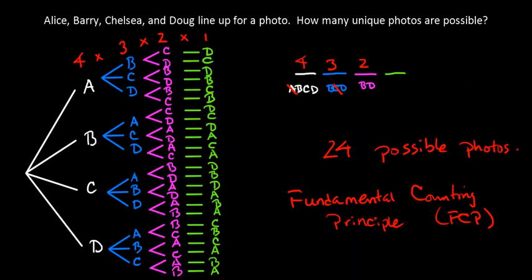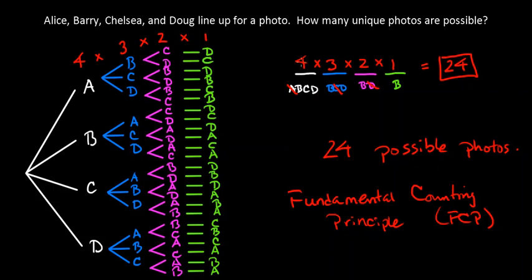And then maybe we pick Doug to stand in that third position, and that leaves us with only Barry left to stand in that last position. Of course, this corresponds to 1 choice. And the fundamental counting principle says, you know what, if you multiply those 4 different possibilities, that would be your total number of photos that we could have using 4 people.